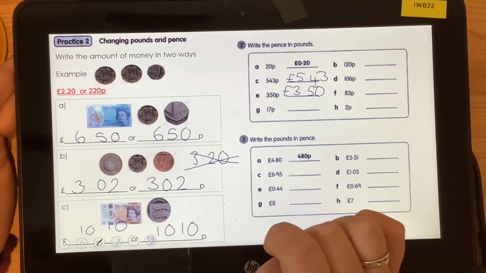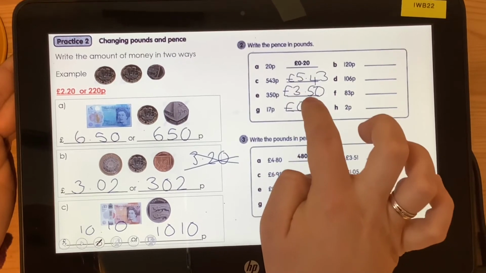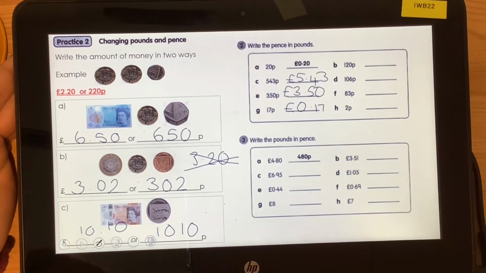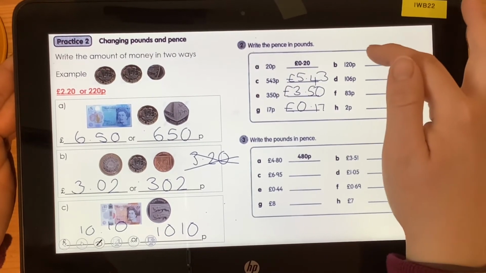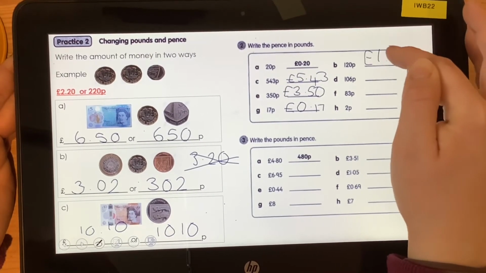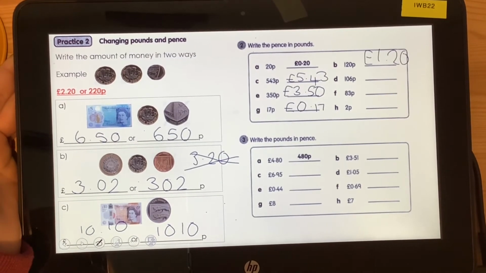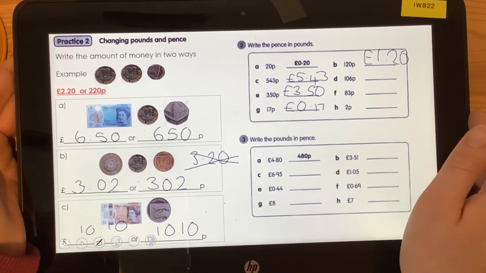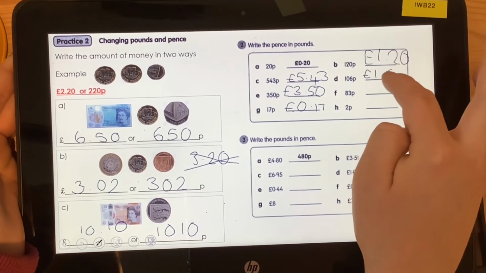Then here, 17p. Now that's not over 100, so we don't have any whole pounds, but we have got 17 pence. I've got a 100 there, so I've got £1 and 20 pence. Sorry about my handwriting, it's quite difficult to write onto here. Then we've got 106 pence, so that is £1 and 6p.